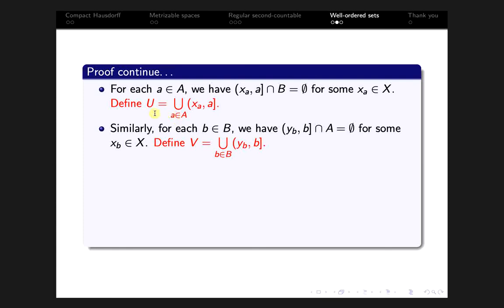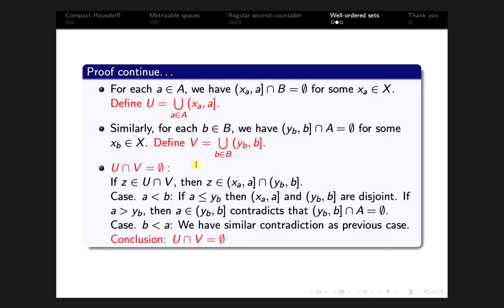Because A is a subset of U and B is a subset of V, U and V are open neighborhoods of A and B. So it remains to prove that they are disjoint. Here we prove U intersection V is disjoint.